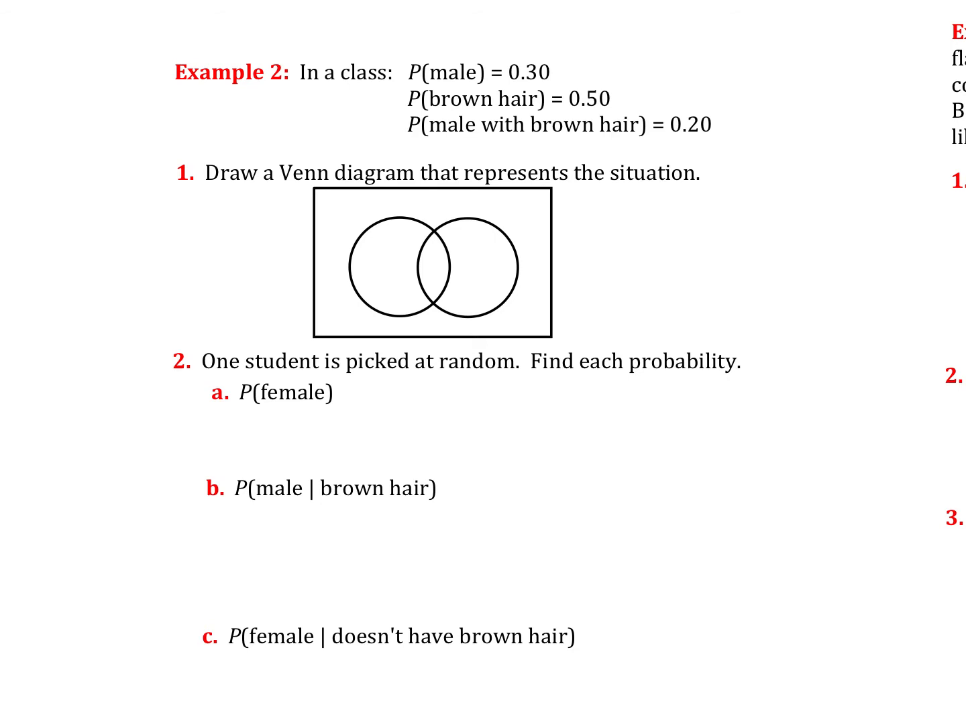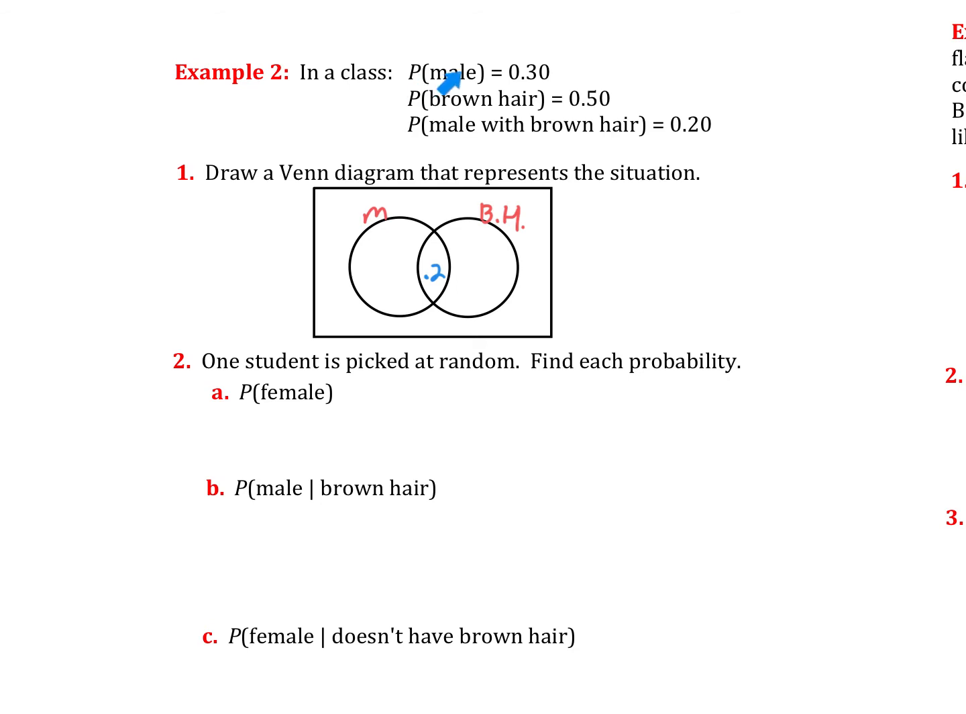Our two qualifiers are male students and brown hair students. In all, I need 100% of the population represented in this rectangle. Let's start filling out these circles, starting from the inside out, and then we'll figure out what's left over. In the middle, this represents brown hair males, and I know there's 20%, so 0.2.